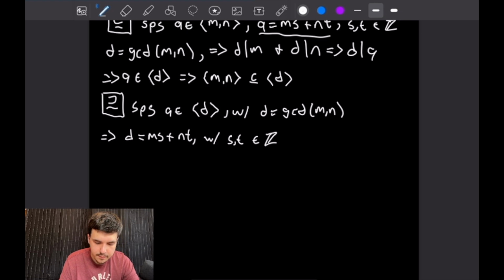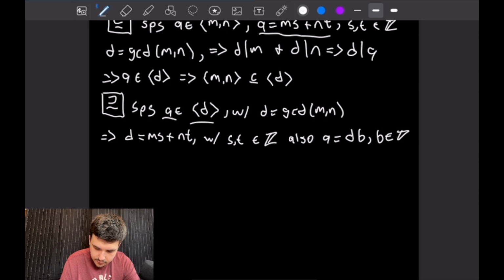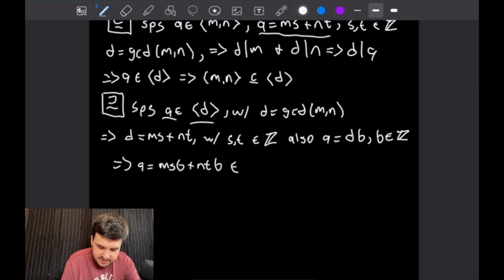But because a is in the set generated by d, we also have that a can be written as d times some other integer. Let's just call it b. And like I said, b is an integer there. So now we can make the following substitution, where we have that a is equal to ms times b plus nt times b, and that is obviously an element of the set generated by m and n, which means we have proved that the set generated by d is a subset of the set generated by m and n.